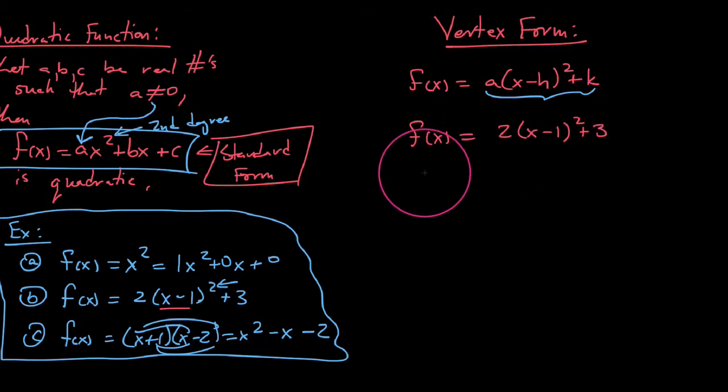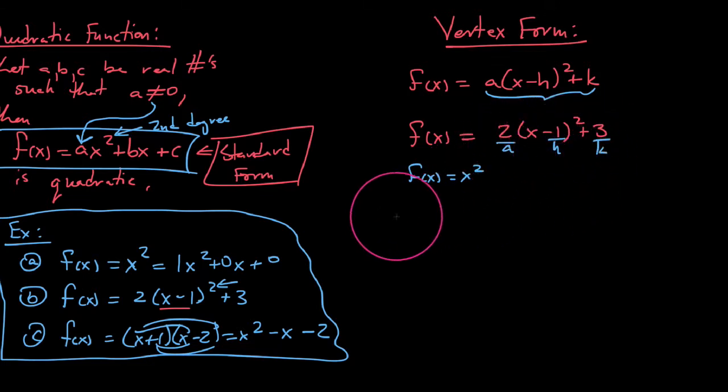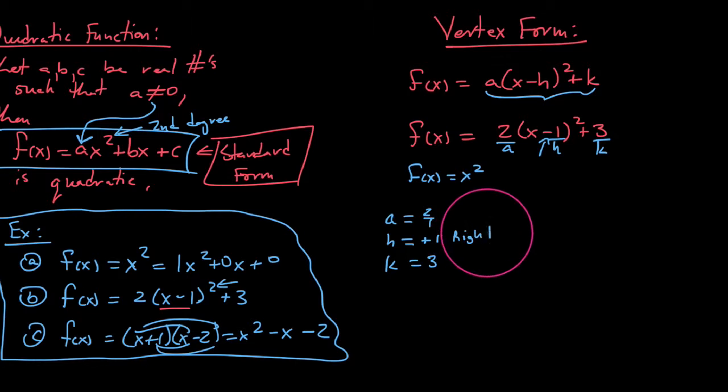Now when I look at this, what I want to recognize right off the bat is that its parent function is x squared, but what I'm seeing here are some a, h, and k values. If I were to point these out directly, my a value is 2, or 2 over 1. The h is lying, so this is actually a positive 1. It's got a negative in front of it, so it's lying. And this 3 here is honest. So this is going to shift right 1 unit, go up 3 units, and we have a vertical stretch. We're not going to have any reflections because this a value is positive.